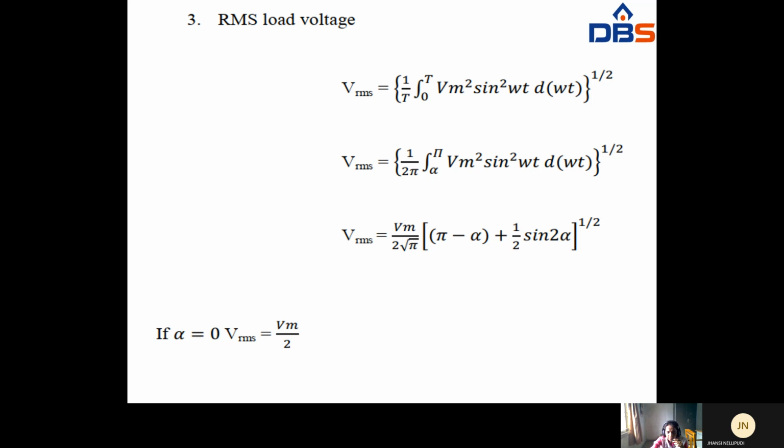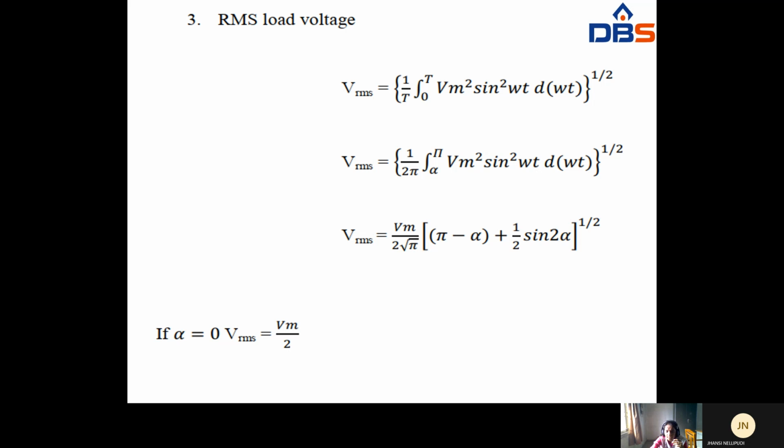Here, the integration of sine square omega t gives, substituting alpha to pi, sine pi minus sine alpha, plus 1 by 2 sine 2 alpha, whole power 1 by 2.